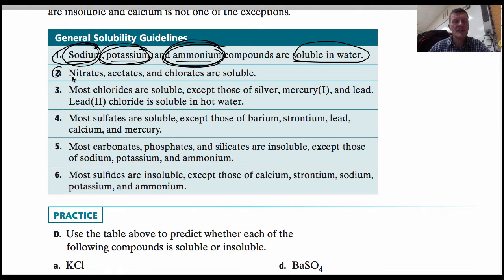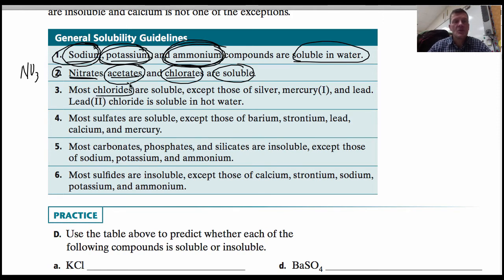Number 2 says anything that has nitrate in it. Nitrate is NO3. Acetate, you can look for the formula for acetate. And chlorates, you can look that up as well. These are polyatomic ions that would end the ionic compound. So sodium nitrate, sodium acetate, sodium chlorate. Anything that ends in nitrate, acetate, or chlorate would be soluble.